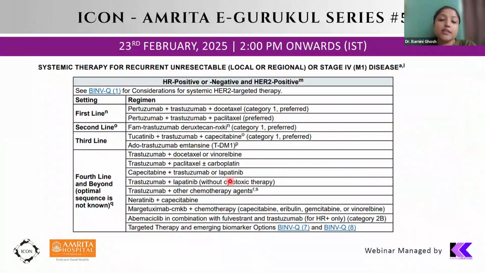So coming to the drugs in the metastatic setting for HER2 positive disease, in the first line, pertuzumab plus trastuzumab is recommended along with a taxane, either docetaxel or paclitaxel. In the second line setting, trastuzumab deruxtecan is recommended. Third line setting, tucatinib, trastuzumab, and capecitabine. And also the drug TDM1 is there. Fourth line and beyond, we may use other regimens like lapatinib, capecitabine, margetuximab, or trastuzumab in combination with various chemotherapy agents, etc.